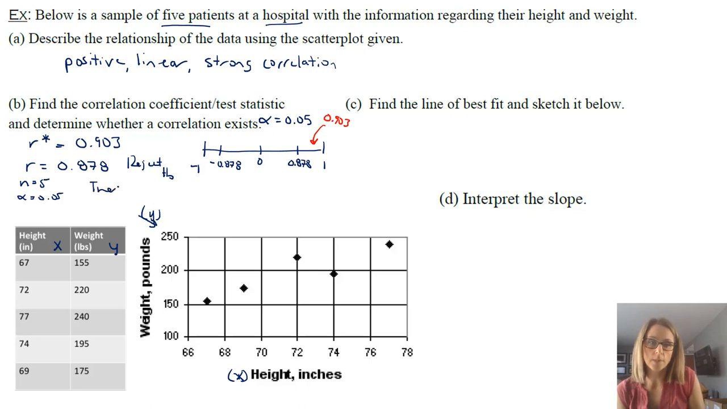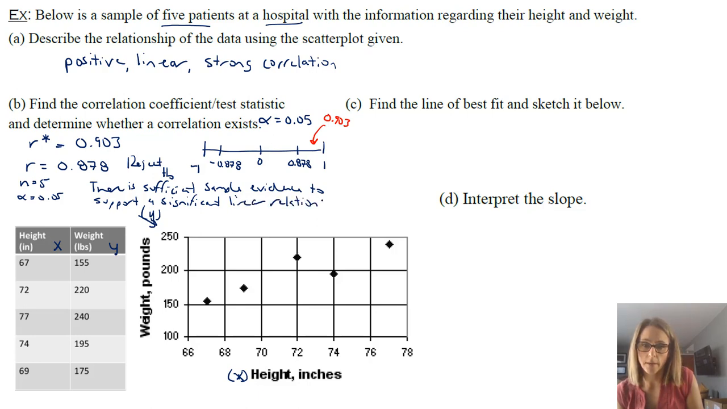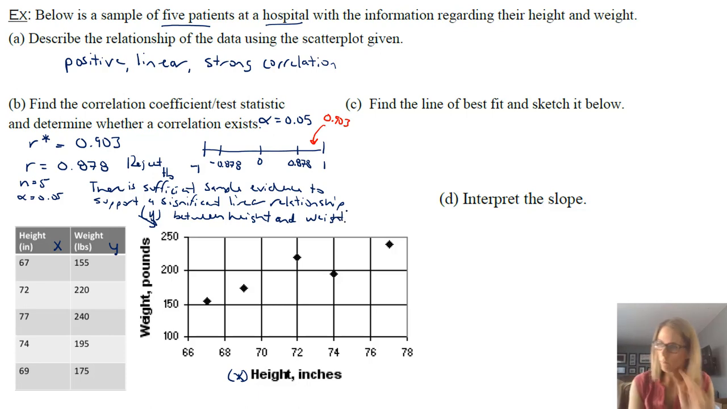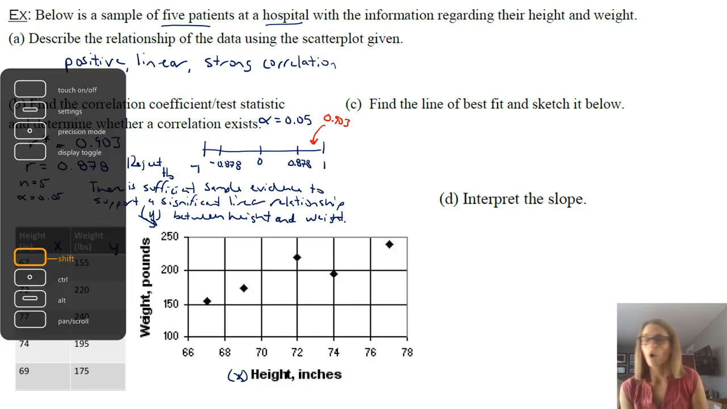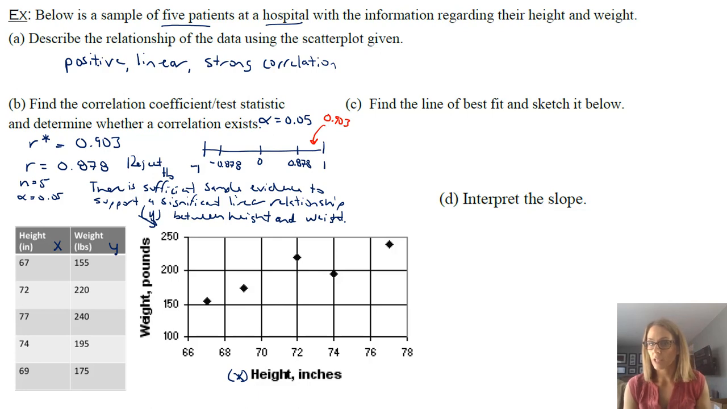So we would say there is sufficient sample evidence to support a significant linear relationship between height and weight. Okay, so that's the mini version. I don't have the H naught and the H1 there, again because of my space. Then it says find the line of best fit and sketch it below.